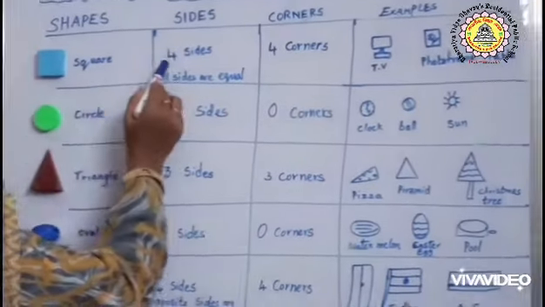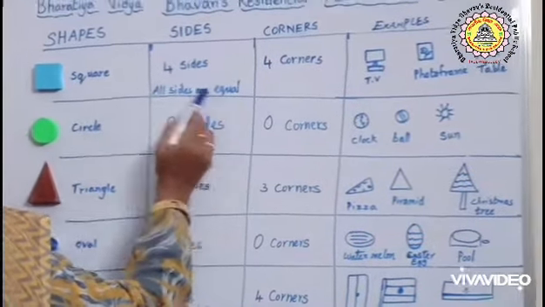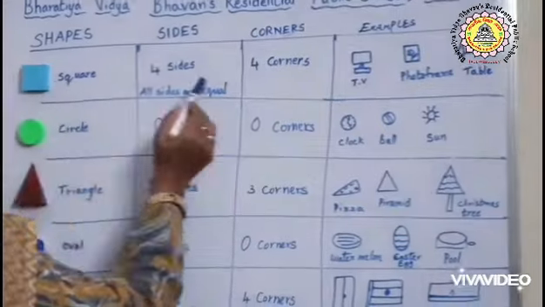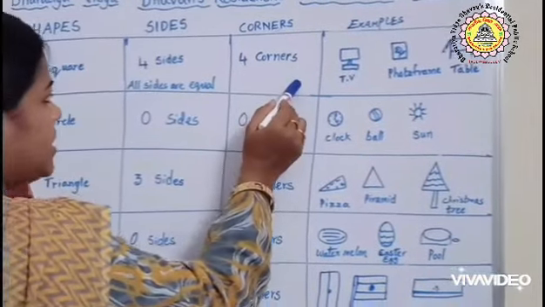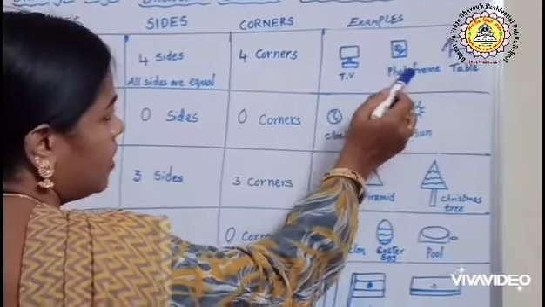Square. Square has 4 sides. All sides are equal. Square has 4 corners. Examples for square are TV, television, photo frame, table.